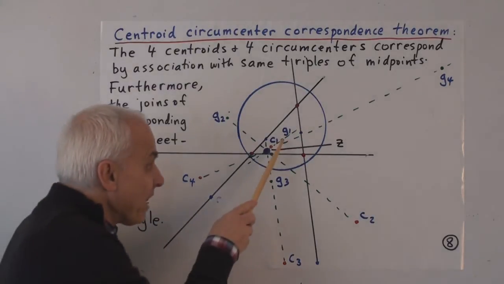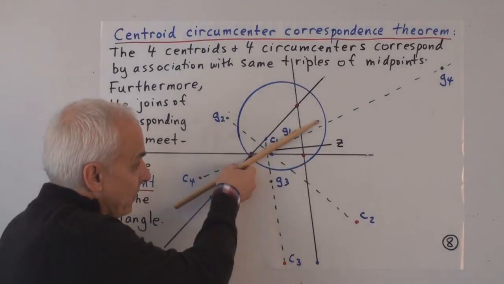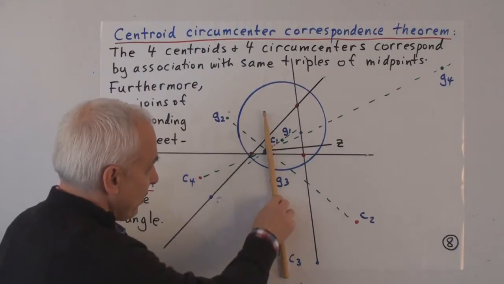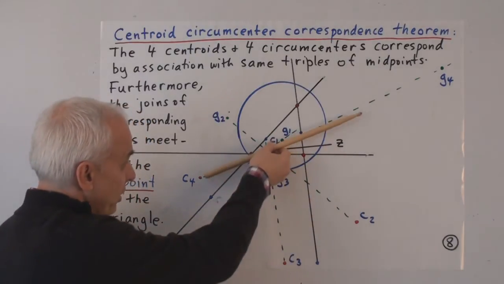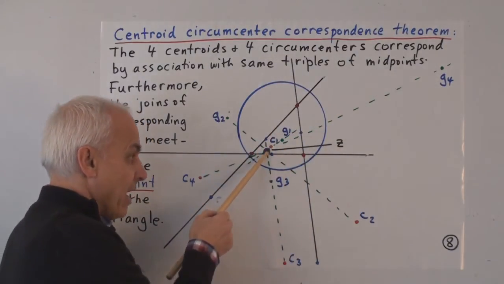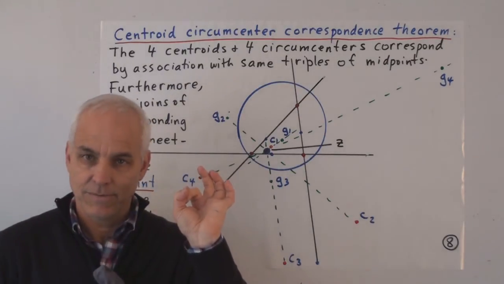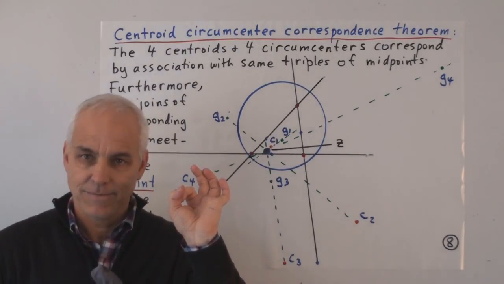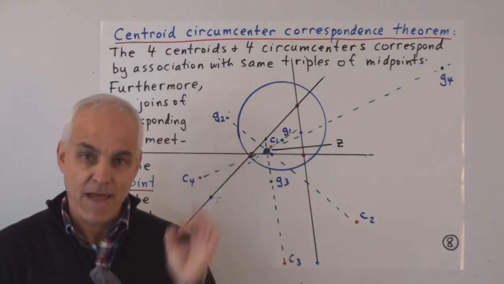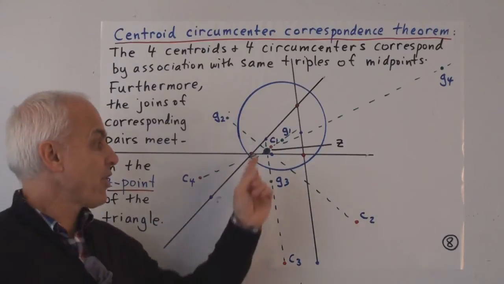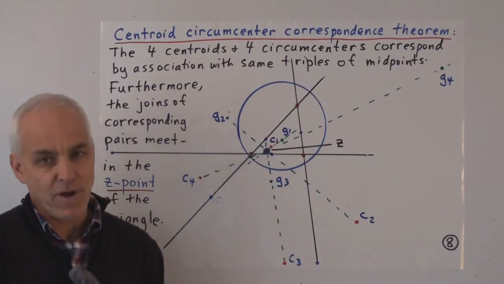So if I join up now G1 with C1, I get a line. If I join up G2 with C2, I get a line. If I join up G3 with C3, I get a line. If I join up G4 with C4, I get a line. And all those 4 lines meet in one point. That point, we're going to give it a name. It's a very interesting point of the triangle. We're going to call it the Z point of the triangle.